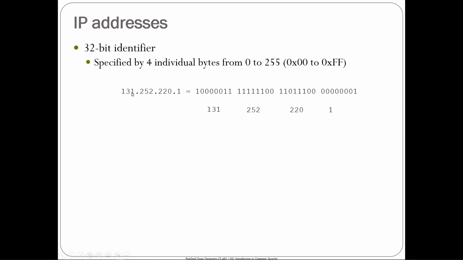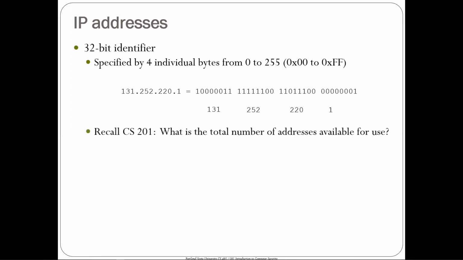And so here's an example of an address: 131.252.220.1. Each one of these integers specifies a decimal representation of one of the 4 bytes. And so here is 131 in binary, that first byte, and then 252, 220, and 1. And so these bits are what are included in that IP header in the packet.